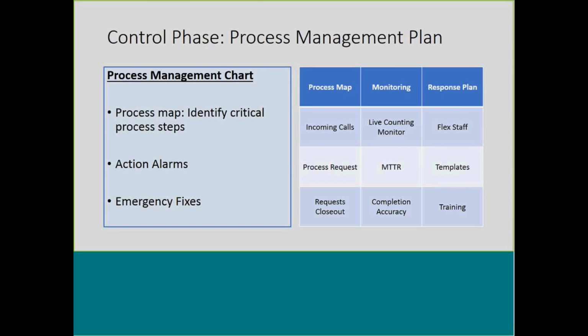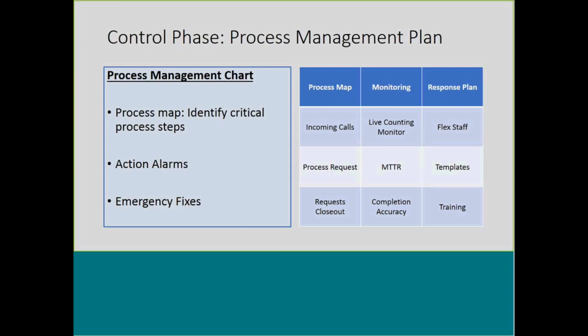So moving on from control charts, let's talk about the process management plan. What we have here is just a very simplified example of what's called a process management chart. What you'll literally do is draw out your process map on an actual piece of paper or a diagram of some sort, your management chart, and identify the critical steps within your process.